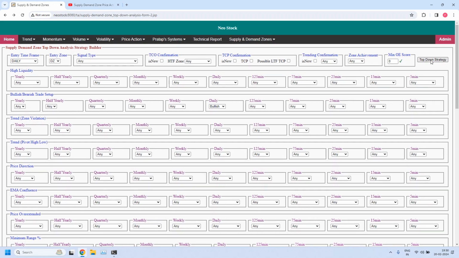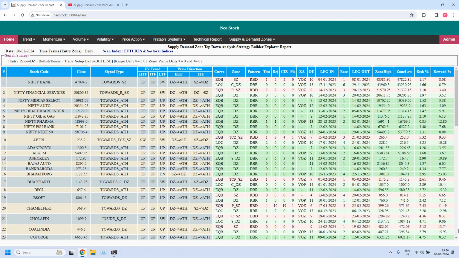Now let me click on this top-down strategy. Now all these stocks have a minimum 3% reward. But what about the risk? Risk you need to fine-tune. If you want to get the best RR, you need to know how to fine-tune. I already explained in lesson 16 in our training program how to fine-tune a zone. That is a very important concept. So you can fine-tune the risk.